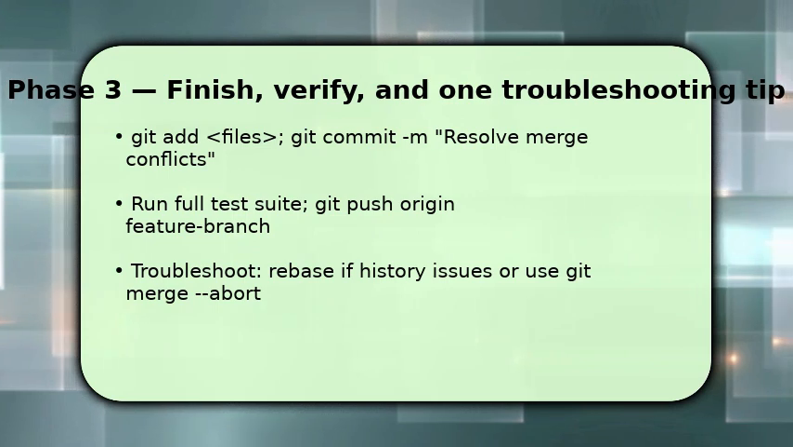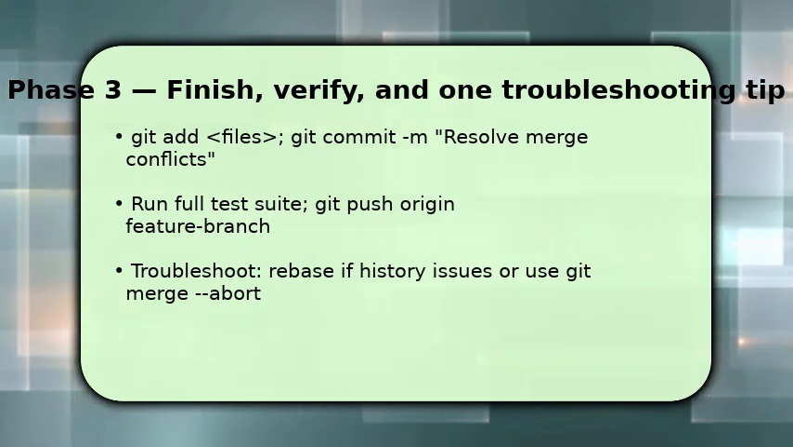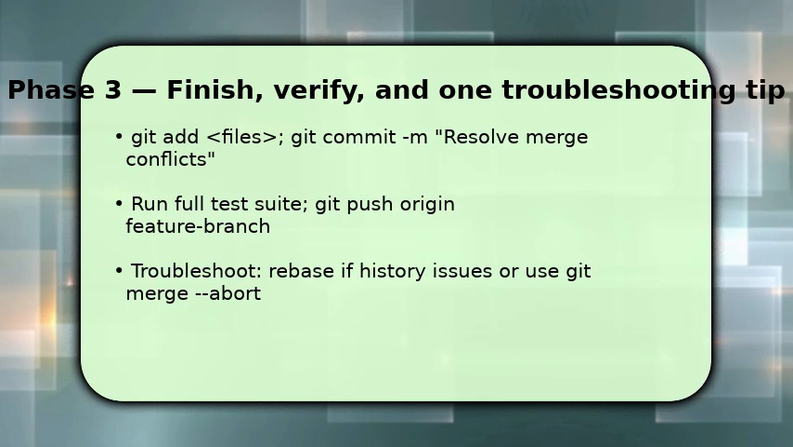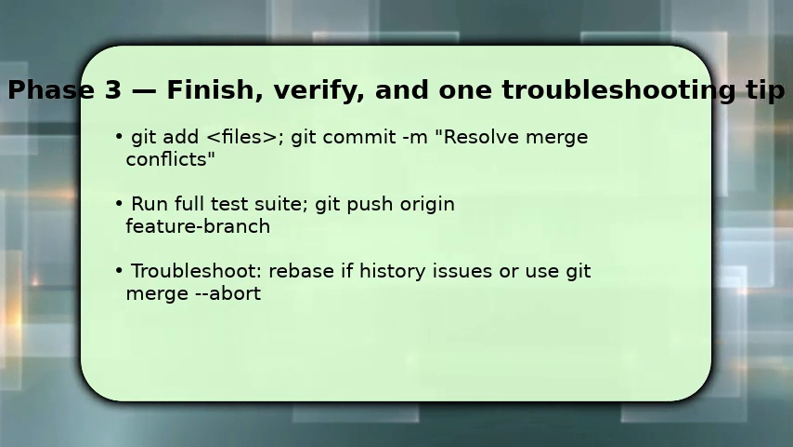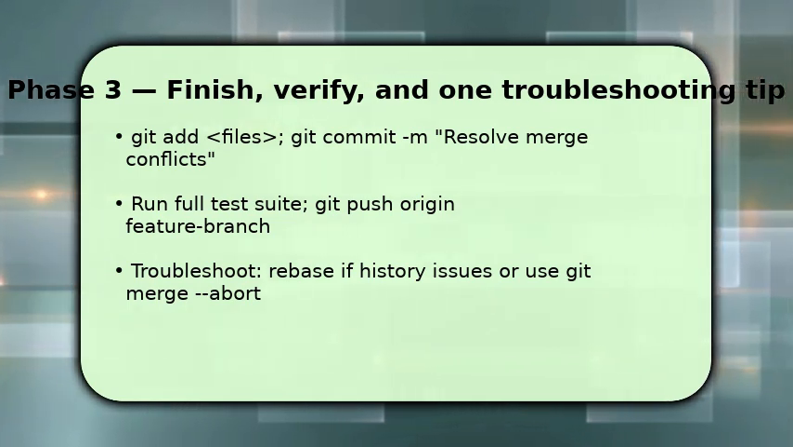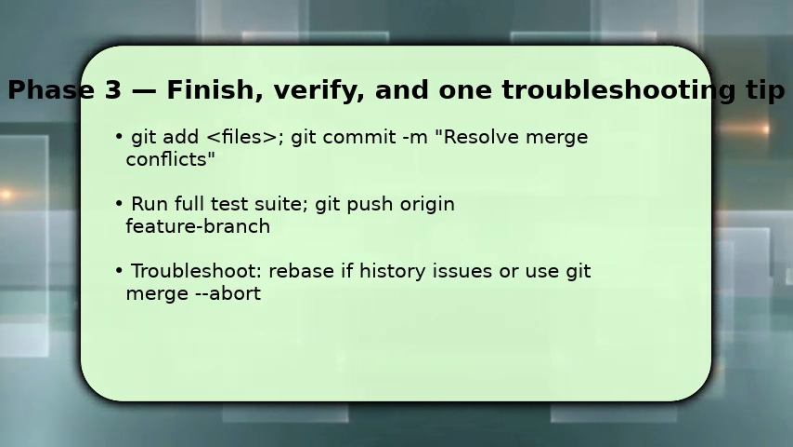If things go wrong during the merge, you can abort with git merge --abort or reset to the pre-merge state. Alternatively, rebase carefully to keep history clean. Remember, communication with reviewers speeds final integration.